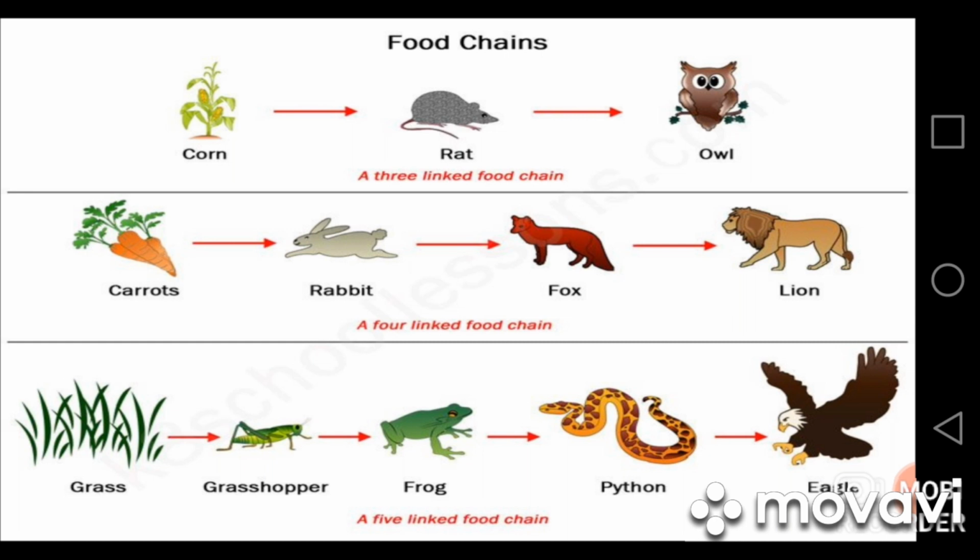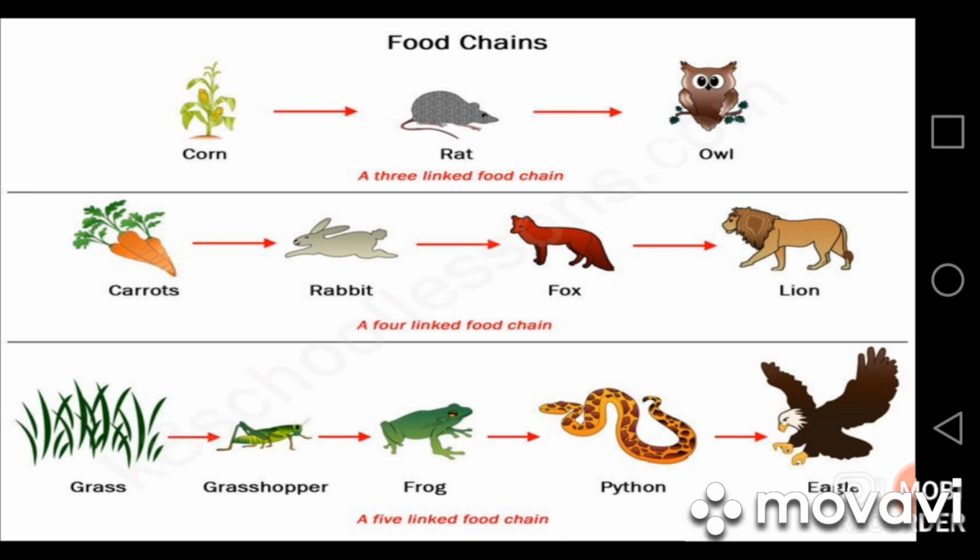For example, in the first food chain, there are 3 links: corn, rat, and owl. The rat is eating the corn and the energy is being transferred from corn to the rat. It is shown by the help of arrow. After that, the owl eats the rat and the energy is transferred from the rat to the owl. This is also shown by the help of arrow, and the direction of energy is also shown.